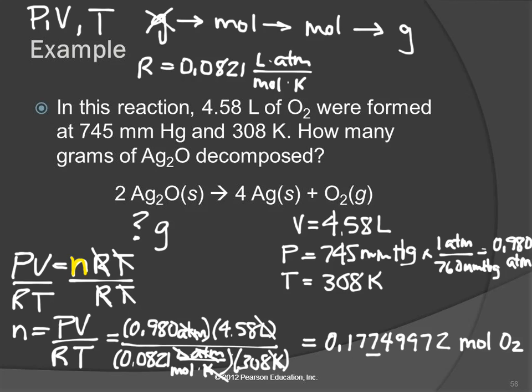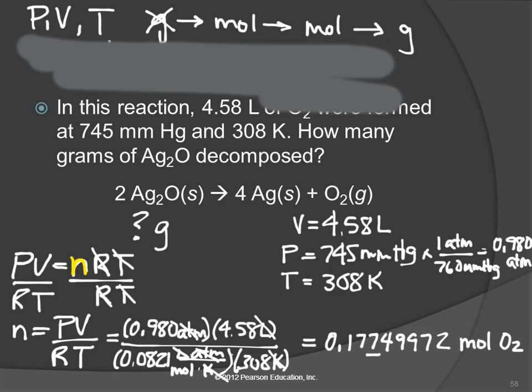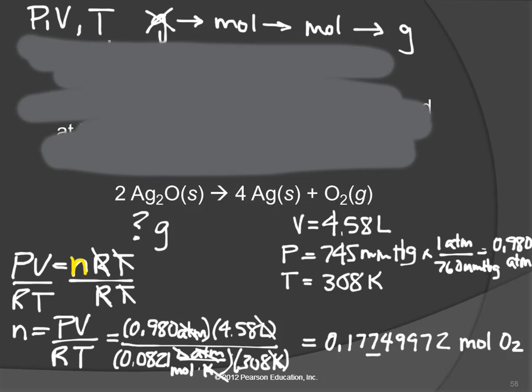But we're not done, are we? What we did is we went from PVT to moles. Now what do we need to do? We need to go to moles of Ag2O and then to grams. We need some space. I can't turn the page, so I'm just making some room.